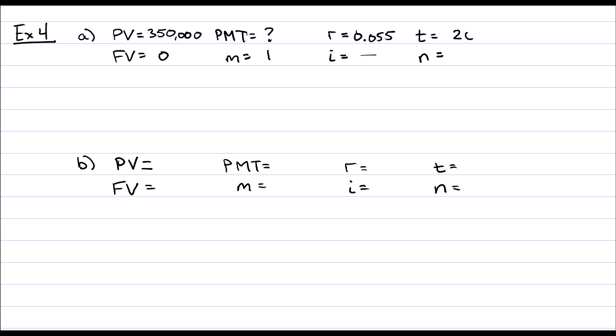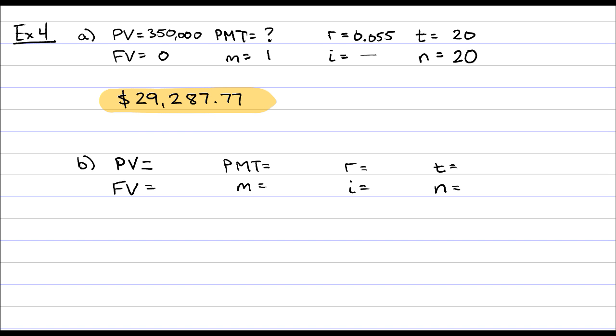Okay, so T is 20. We want the fund to last for 20 years. And that means N is also 20. Okay, so plugging these values into the TVM solver and then solving for payment, we find out that the amount that Frank should withdraw every year is $29,287.77.